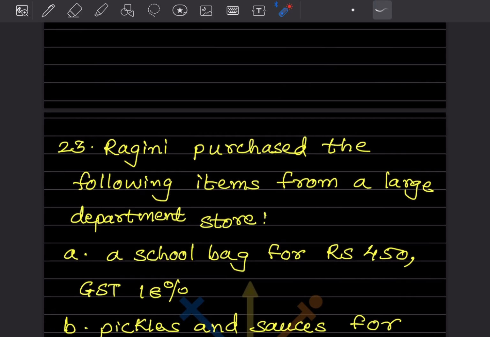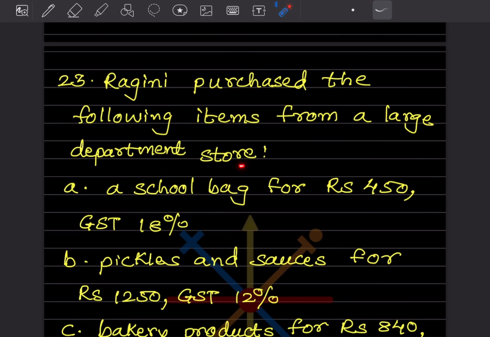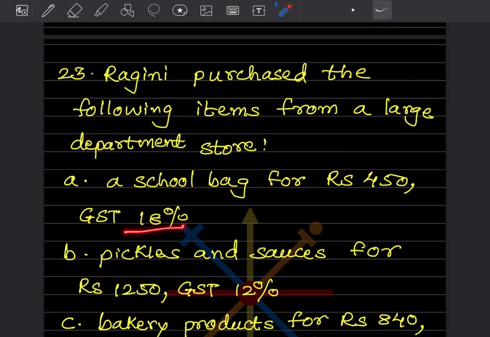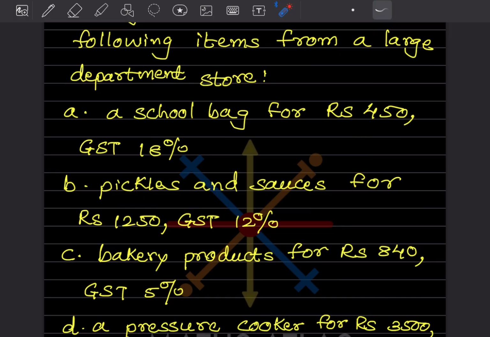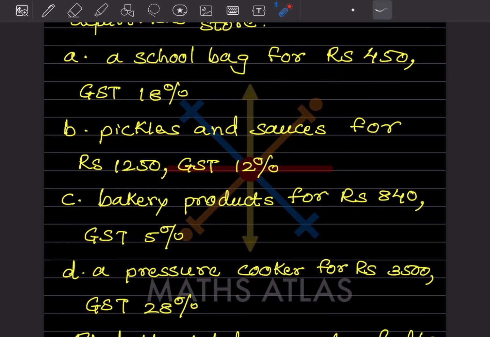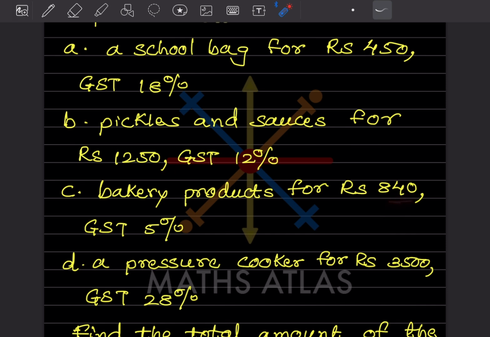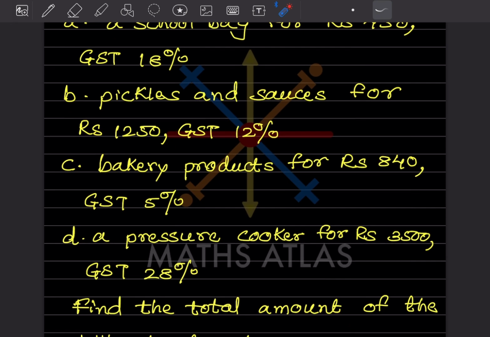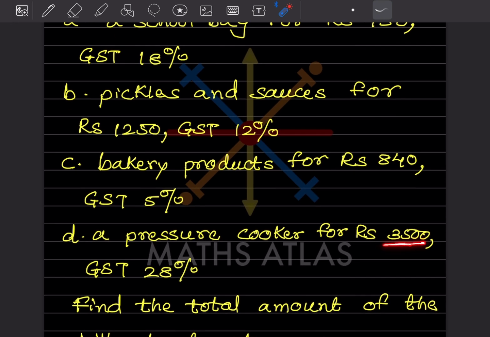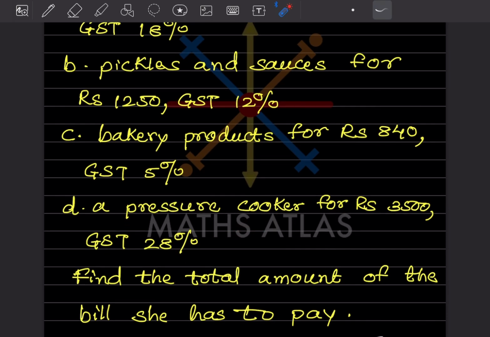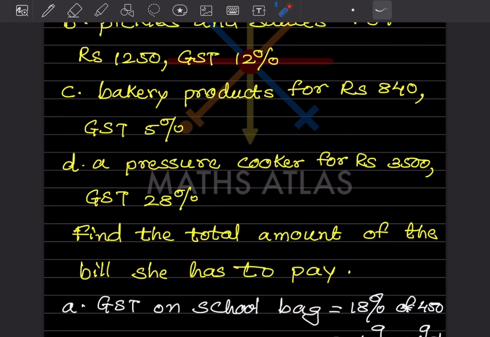Ragini purchased the following items from a large department store. A school bag for 450, GST is given as 18%. Pickles and sauces for rupees 1250, GST is given as 12%, and bakery products for rupees 840, GST 5%, and a pressure cooker for rupees 3,500 and GST is 28%. Find the total amount of the bill she has to pay.